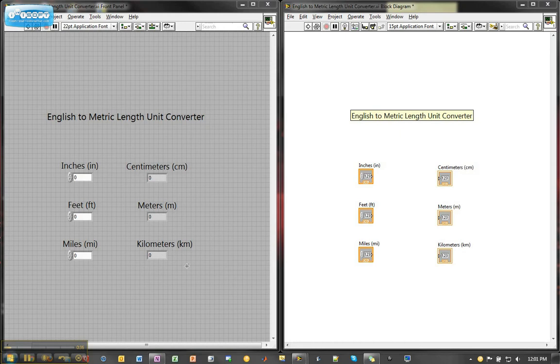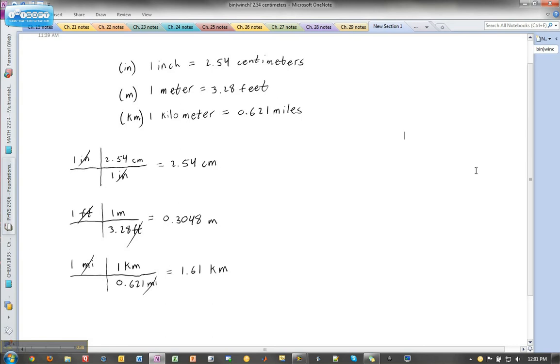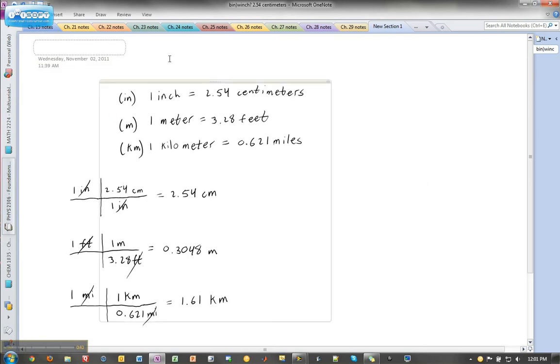And a little bit of background on how this is working. We have 1 inch equals 2.54 centimeters, 1 meter equals 3.28 feet, 1 kilometer equals 0.621 miles. Now these values, they're just going to be constants that you multiply or divide by to get from one unit of length to the next, to convert.